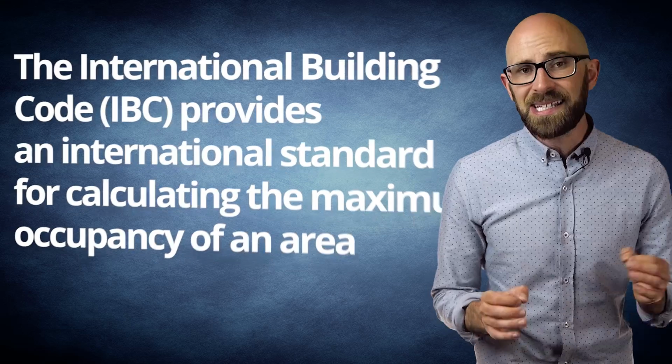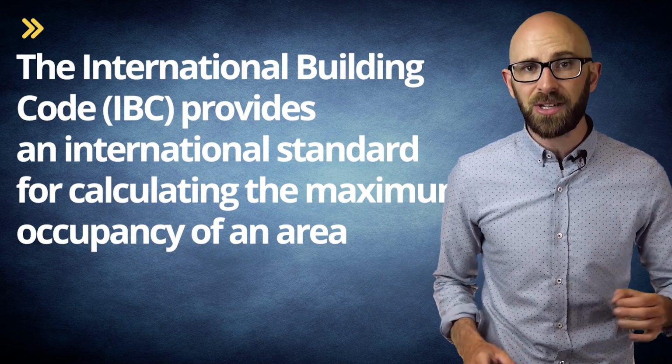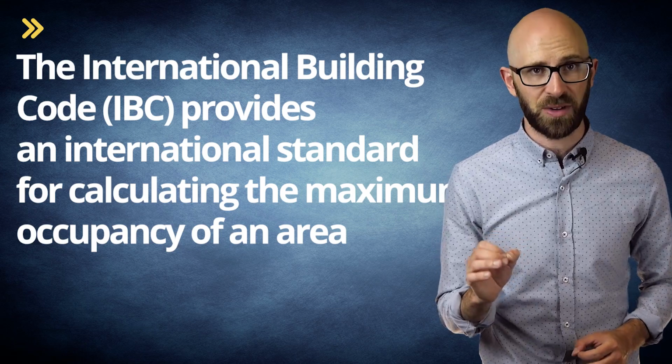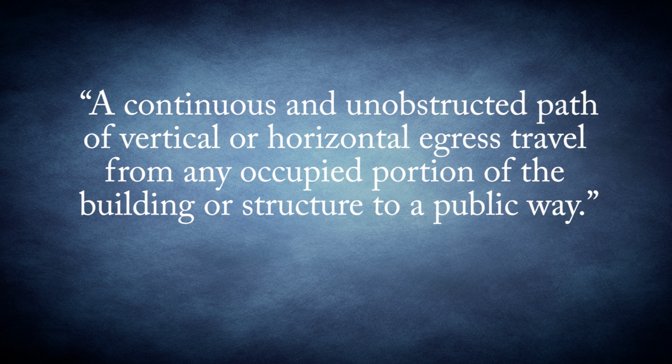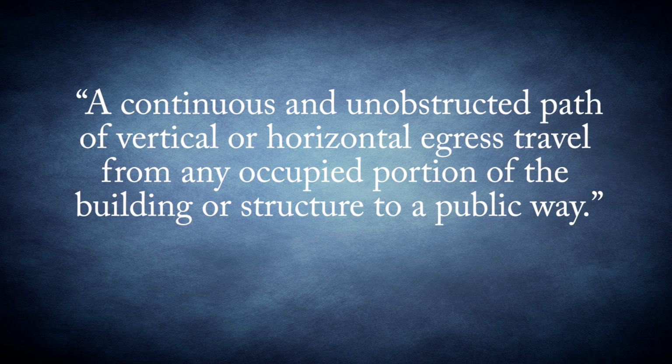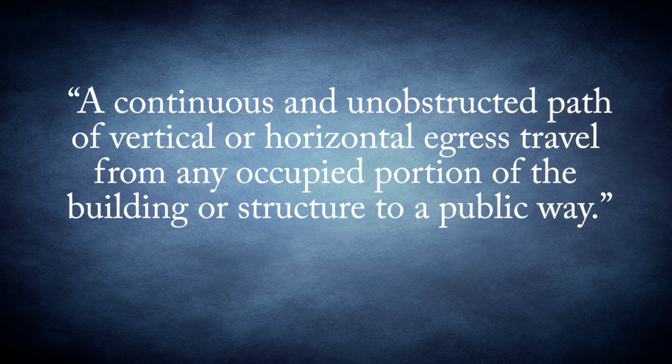More specifically, the International Building Code (IBC) provides an international standard for calculating the maximum occupancy of an area. The IBC defines an exit or a means of egress as a continuous and unobstructed path of vertical or horizontal egress travel from any occupied portion of the building or structure to a public way. That law can be found in the 2009 International Building Code on page 218.